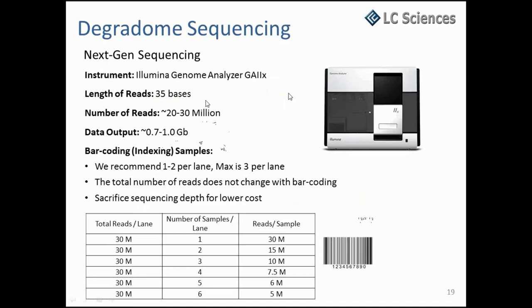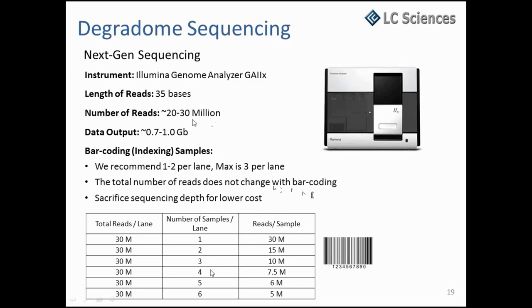We can also do multiplexing on one lane, but we recommend only 1 to 2 samples per lane. And the maximum number is 3. It's really based on the coverage of the data, and the total number of reads will not change with the barcoding. That means three samples will share these 20 to 30 million reads.